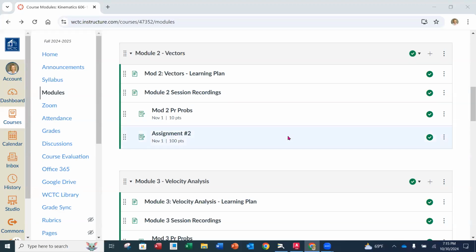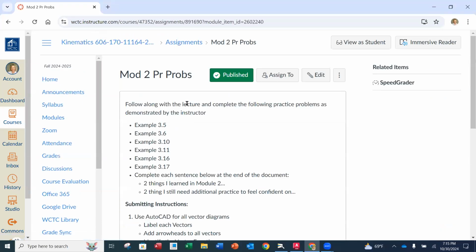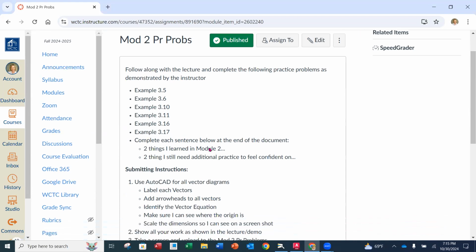Okay, so now I just want to go over what you're going to be handing in for Module 2. There's the Module 2 practice problems and assignment number 2. So let's look at the practice problems first. During lecture tonight, we went over every one of these examples, okay? So you should have, at the very least, a really good start on each one of those, hopefully done with all of those. And you are going to then be handing in screenshots for each one of these.